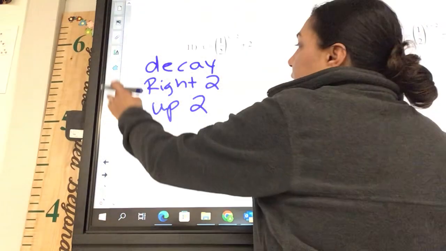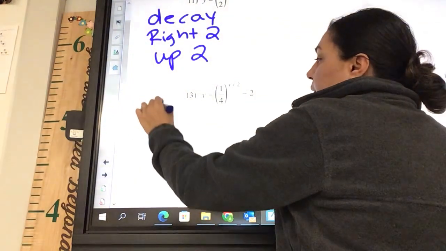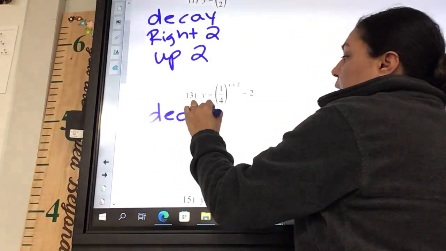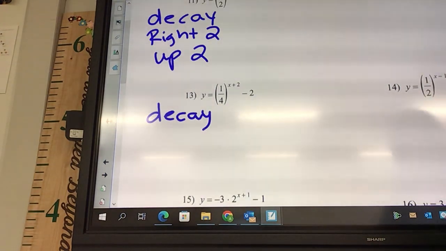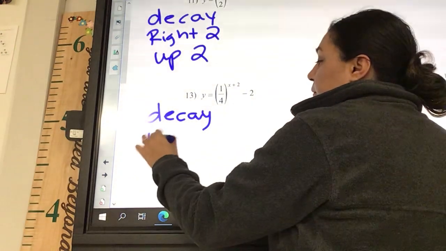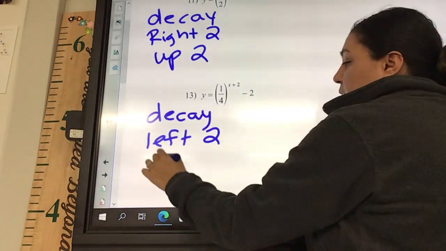Okay, 13, is that growth or decay? Decay. It is decay. Okay, left 2. Down. Down 2.